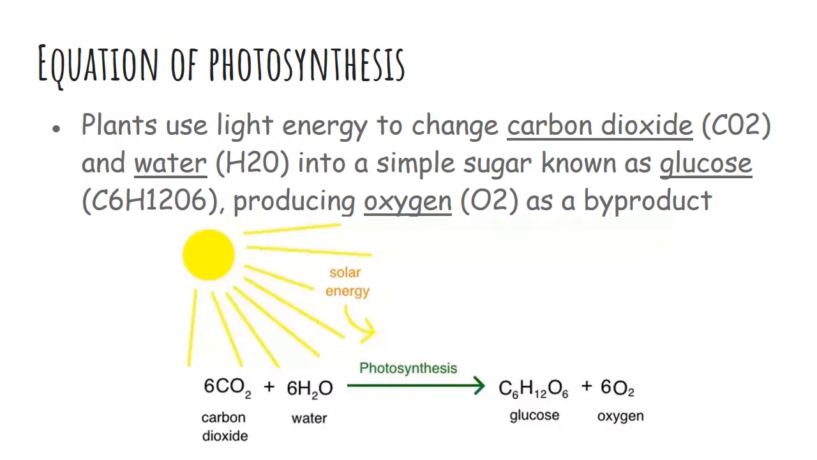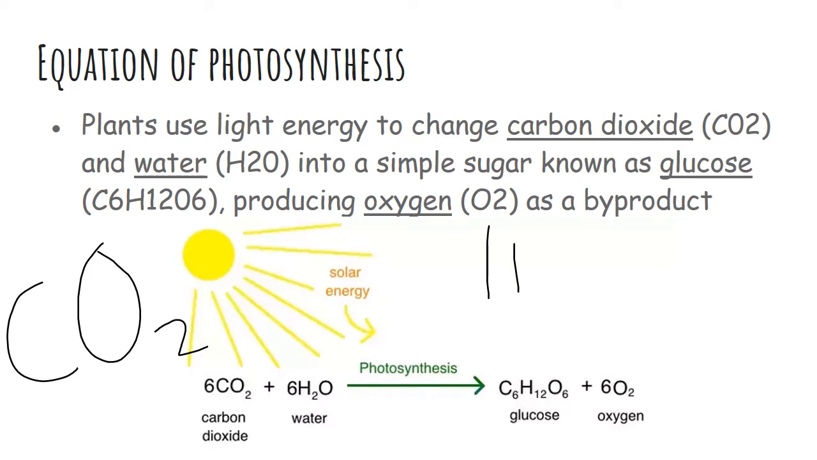Here is the equation for photosynthesis. So plants use light energy to change carbon dioxide, which you'll see as CO2. You should actually write it like this: CO and then a lowercase 2. And then same with water. Water is H2O. Into simple sugar known as glucose. So that is this right here. C6H12O6, you're going to need to know what that is. You'll see it a few more times, and it also makes oxygen.